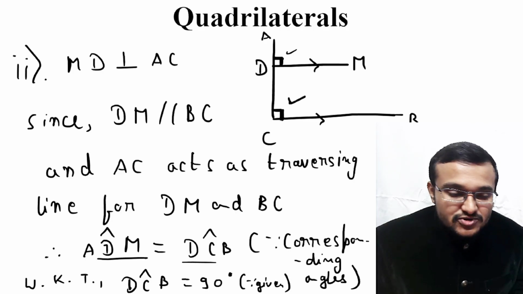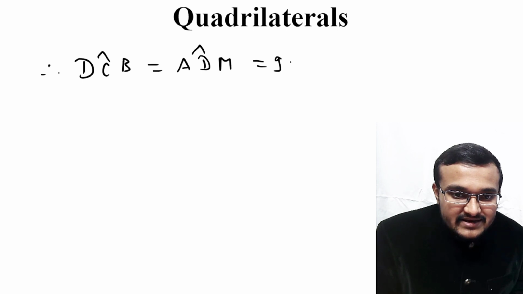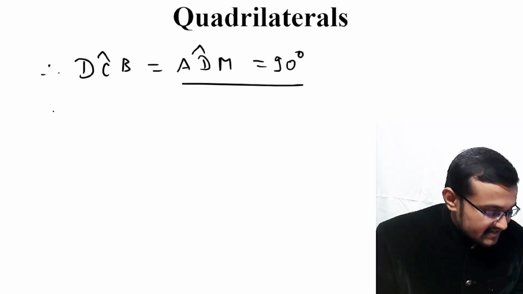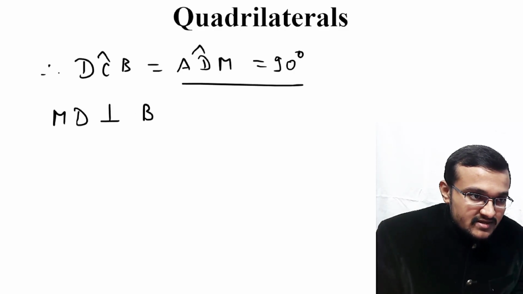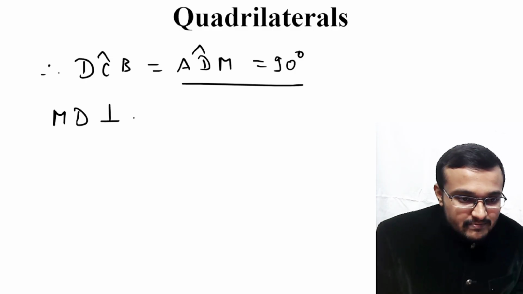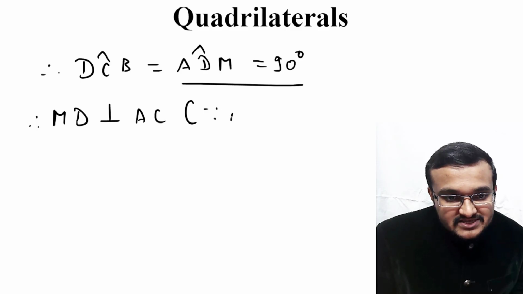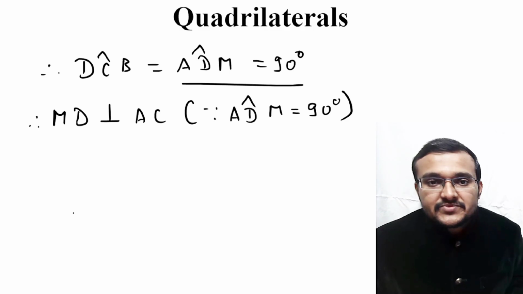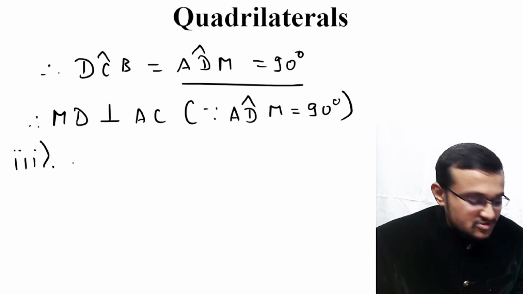We have proved ADM is equal to DCB. Therefore DCB is equal to ADM is equal to 90 degrees. Since angle ADM is equal to 90 degrees, MD is perpendicular to AC. Therefore MD is perpendicular to AC, because angle ADM is equal to 90 degrees. That's it. Now we will look into the third question in the same sixth question.